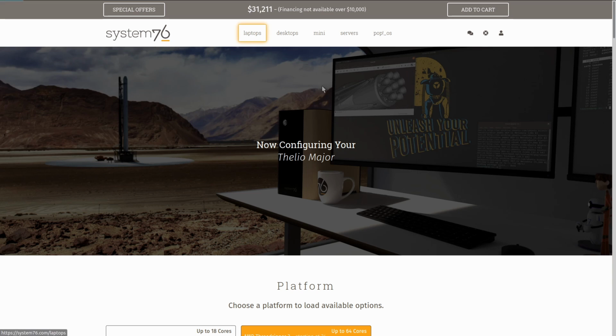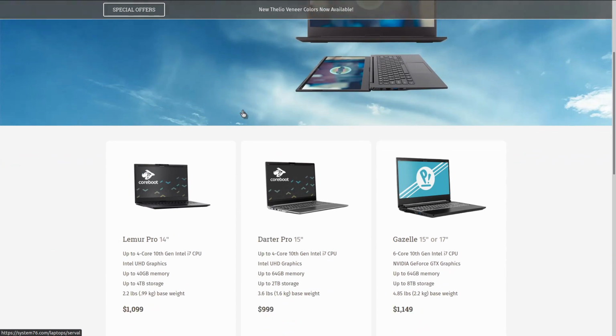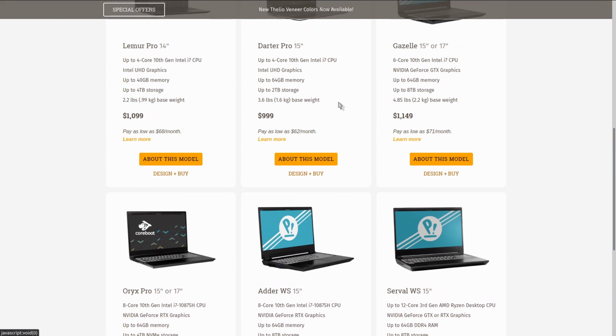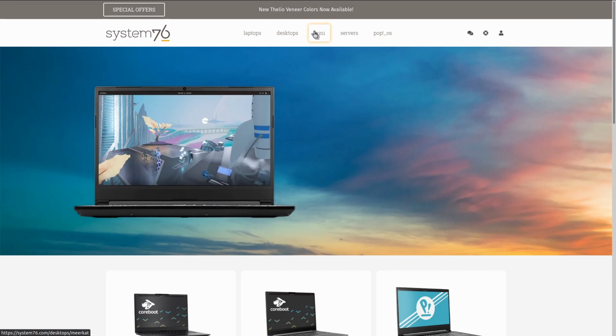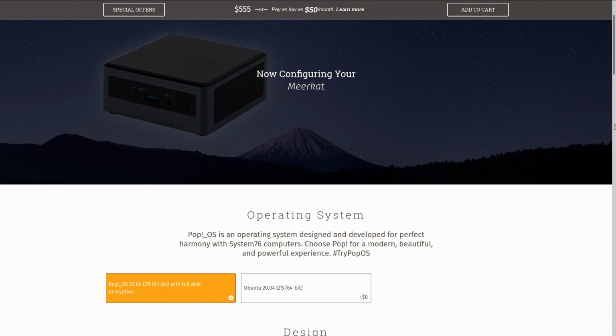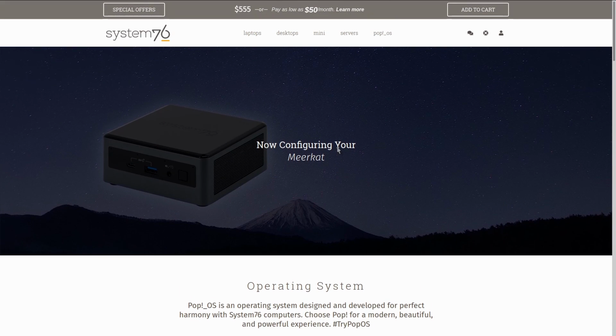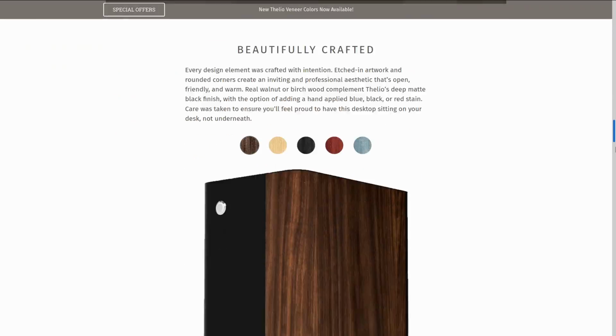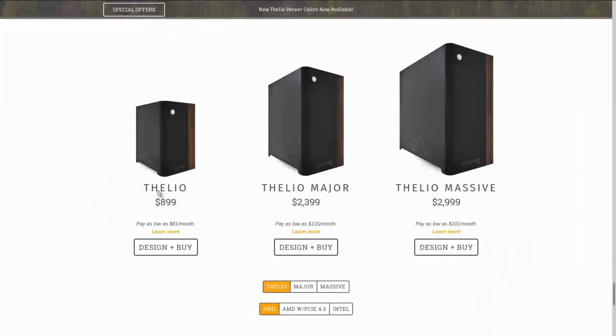But they do have reasonable prices here on System 76 with Linux built onto it. There's laptops starting as low as $1,000. So make sure to go ahead and check them out. There's also the mini, which allows you to go ahead and design and purchase that one as well. You can see it starts out here at $555, which is quite reasonable for a mini computer of this magnitude. If we go back to the desktops where we were building this Thelio, let's see what that started out as. I don't remember. You can get the normal Thelio here starting at about $900. Not bad at all.